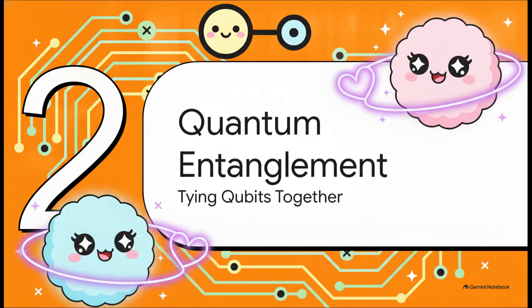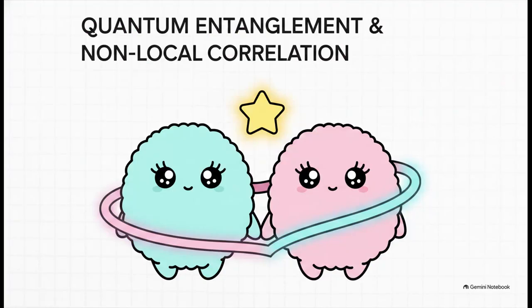Moving right along to section 2. Creating quantum entanglement, tying qubits together. So, single-qubit gates are great, but they basically just rotate a single qubit around. CNOT gates, on the other hand, are what we call entangling gates. If you take qubits that are in a state of superposition and feed them into a CNOT gate, it completely merges their fates.